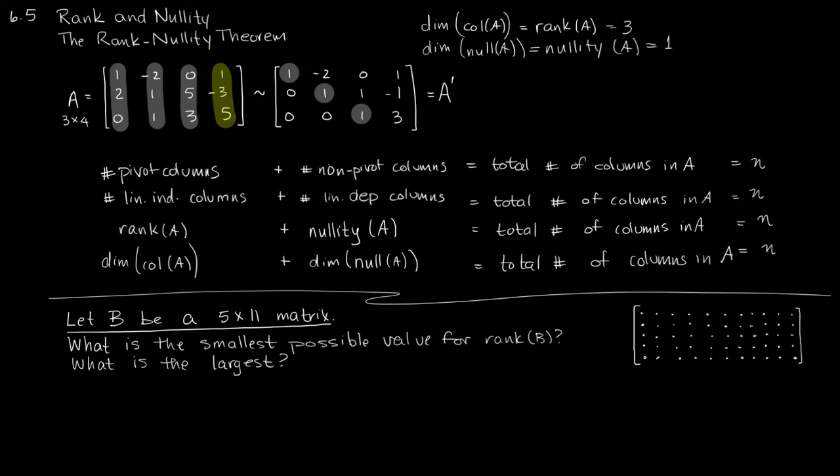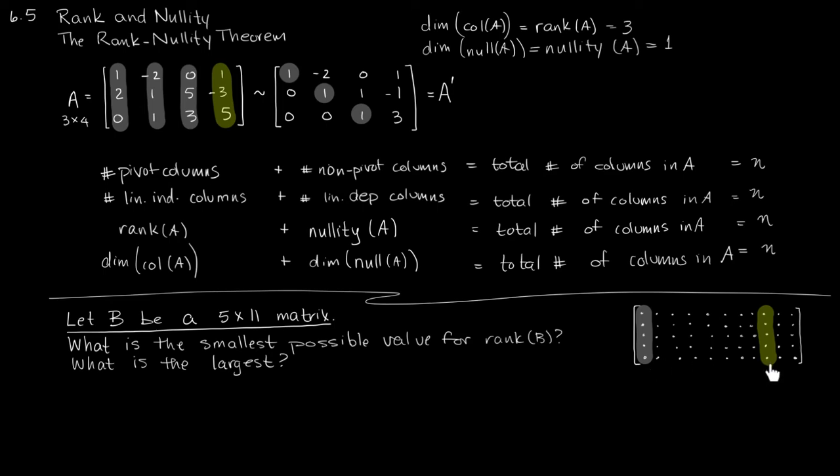Okay, what is the smallest possible value for the rank of B? What that is asking me is, what is the smallest possible number of linearly independent vectors? Is it possible for there only to be 1? Well, for a vector to be linearly dependent, I'll use a highlighter, but I'll use a different color for that. Let's say this column is linearly dependent. Then what that means is that it can be written as a linear combination of the other columns in the matrix.